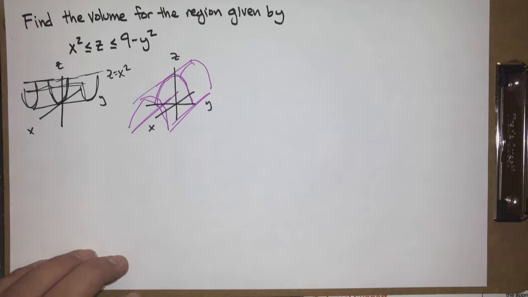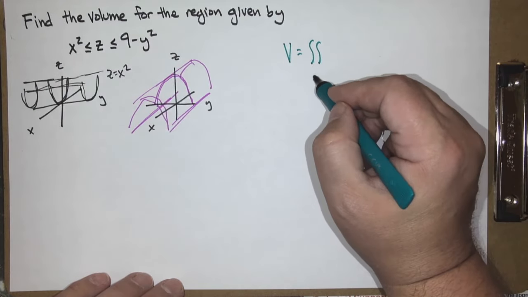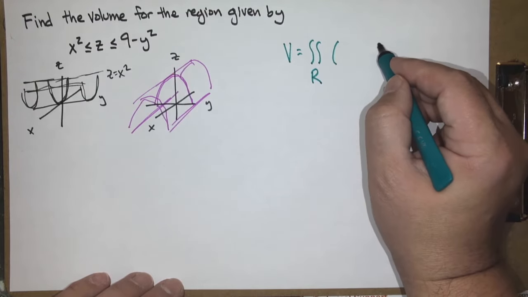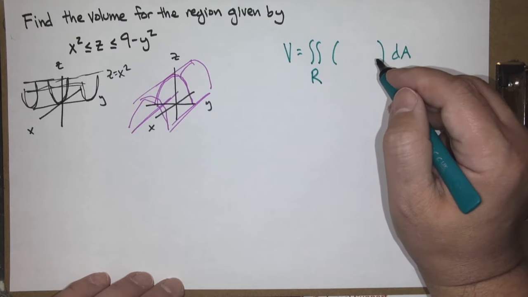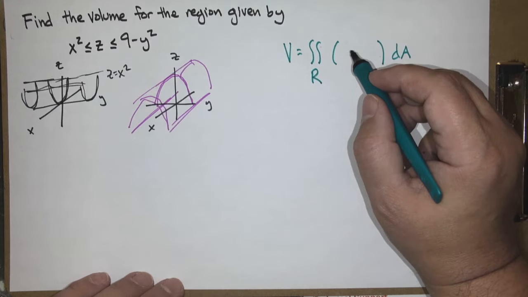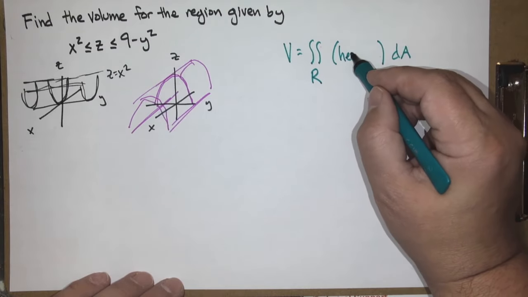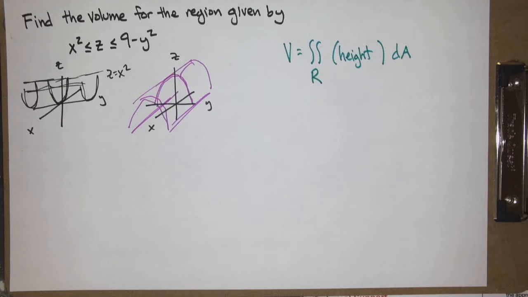So, how do we start figuring this out? Well, how do you find volume? What's our method to find volume? We integrate. Good. What do we integrate? We can integrate over a region in the plane something. Do you remember what we integrate? Height. If you integrate height over your area, that finds volume.